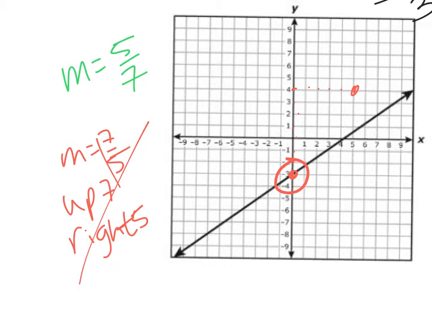So let me see, it should be 5/7 then. Let's see if that works. From the y-intercept, I'm going to count up 5. 1, 2, 3, 4, 5, and over 7. 1, 2, 3, 4, 5, 6, 7. I am on the line. That is my slope. Okay?